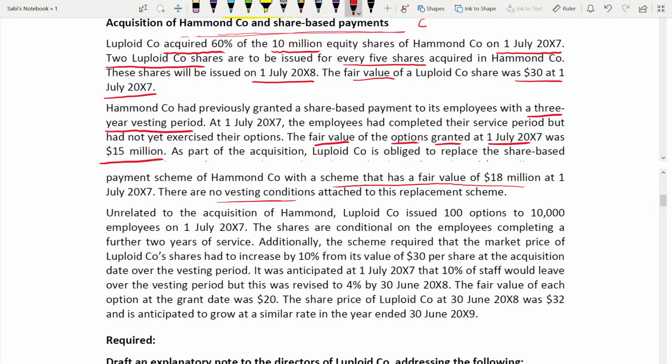Unrelated to the acquisition of Hammond, Luploid issued 100 options to 10,000 employees on 1st of July 2007. The moment they say unrelated to the acquisition, you don't have to talk about the acquisition. Part A and B is not important. The shares are conditional on the employees completing a further 2 years of service. You see, it is a further 2 years of service the employees have to complete. Conditional means they will get those shares when they have completed the 2 years of service. They are in the business for 2 years.